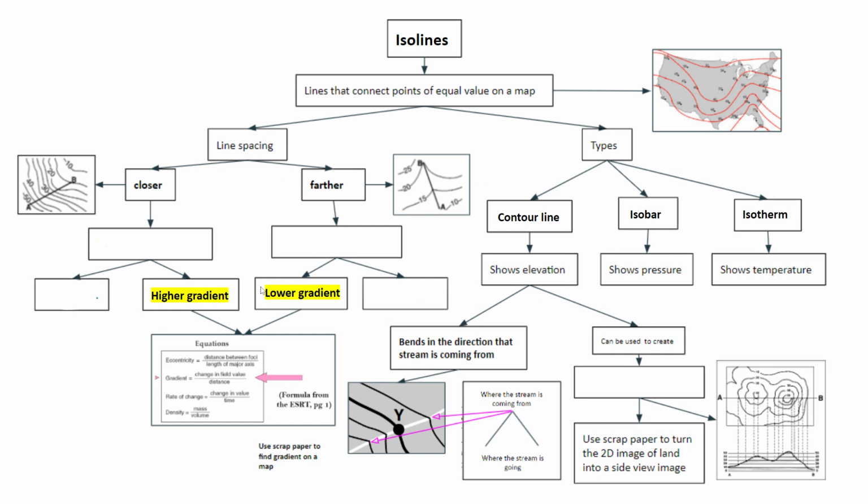Let's write that down in your note packet. When my line spacing for isolines are closer like this, I have high gradient. The values are changing faster within a certain distance. Where my isolines are farther apart, I have low gradient, meaning my values are changing slower within a certain distance. Pause this video and write this down.